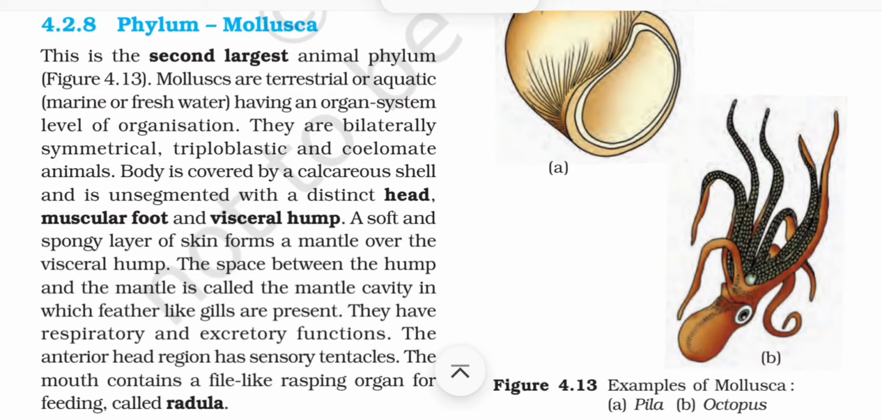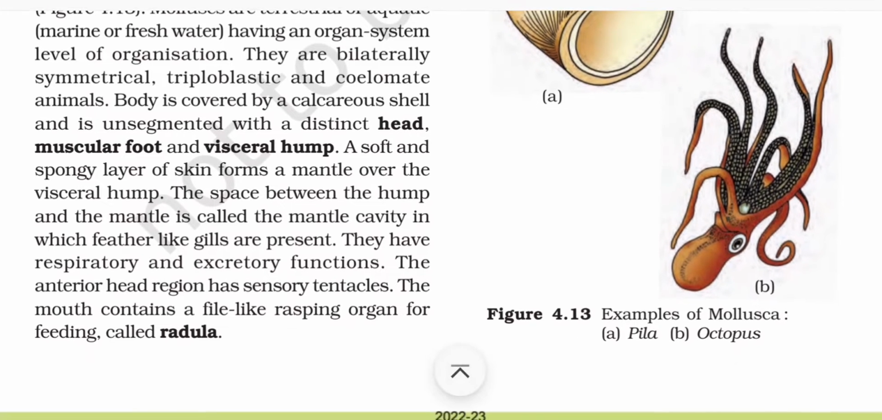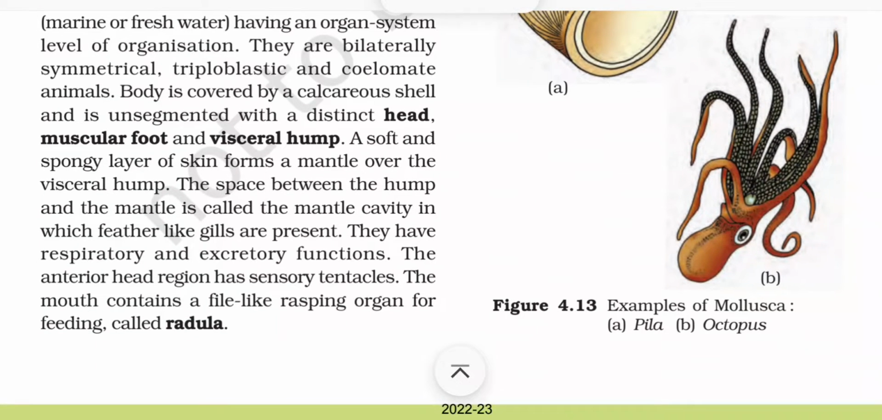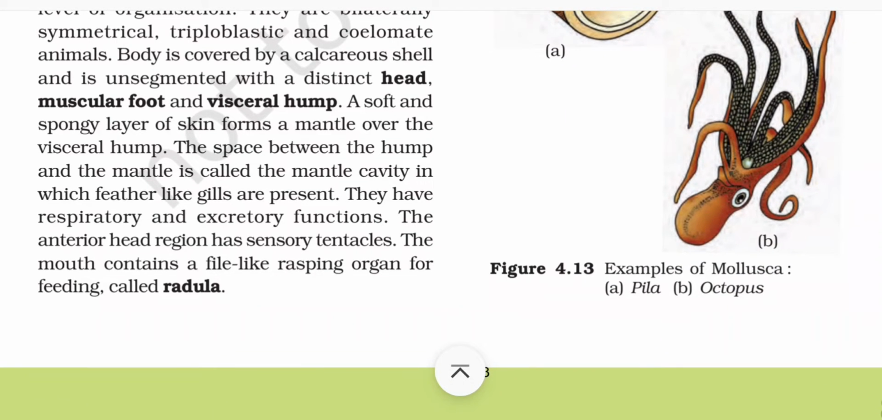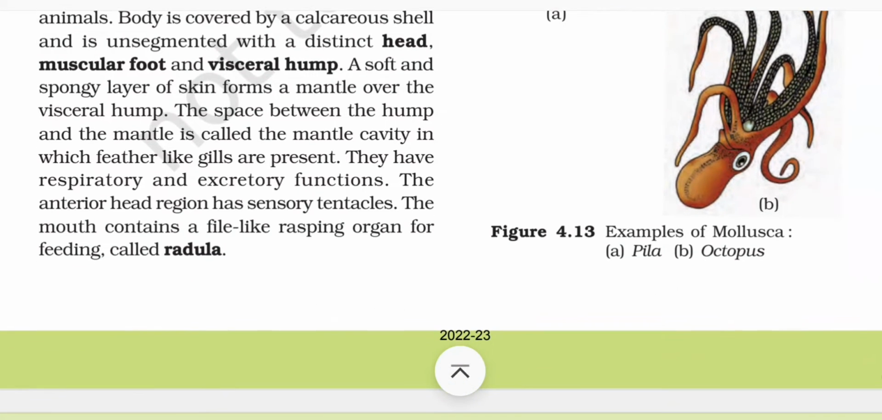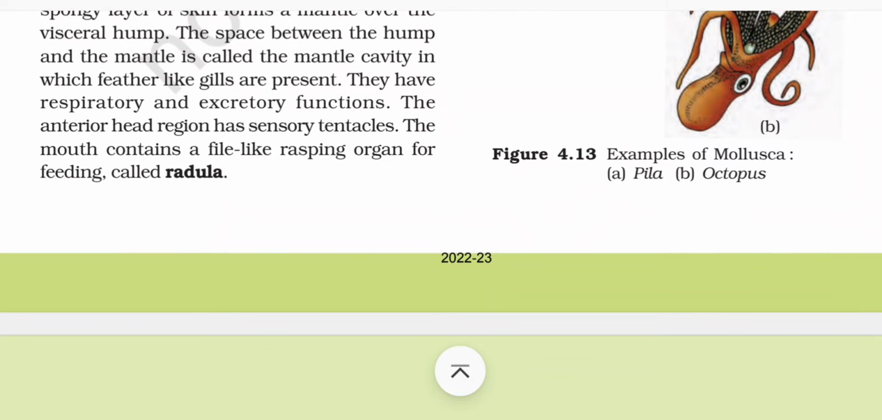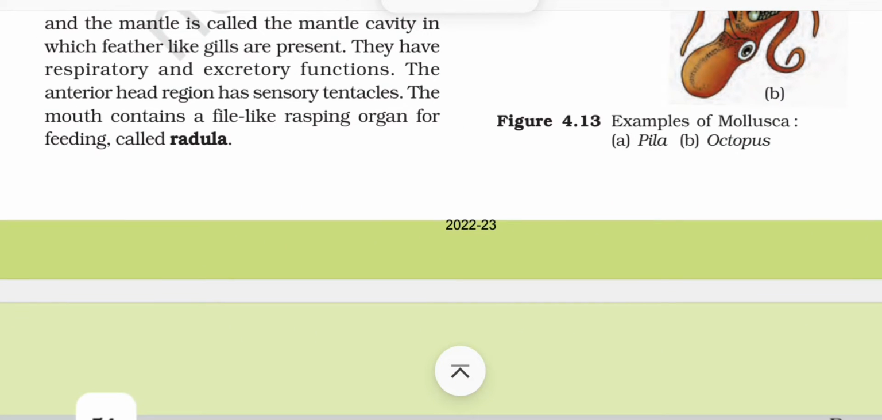4.2.8 Phylum Mollusca. This is the second largest animal phylum. Mollusca are terrestrial or aquatic, having an organ system level of organization. They are bilaterally symmetrical, triploblastic, and coelomate animals. Body is covered by a calcareous shell and is unsegmented with a distinct head, muscular foot, and visceral hump. A soft and spongy layer of skin forms a mantle over the visceral hump. The space between the hump and the mantle is called the mantle cavity, in which the feather-like gills are present. They have respiratory and excretory functions.